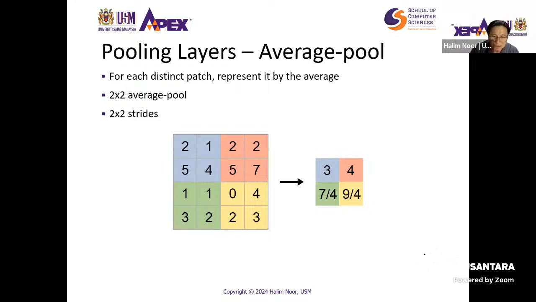As you can see, these are the standard default parameters in TensorFlow and also in PyTorch. Normally we just use a 2 by 2 pooling size and a stride of 2 by 2. By using these parameters, we reduce the dimension by half. We cut it by half. From 4 by 4, it becomes 2 by 2.